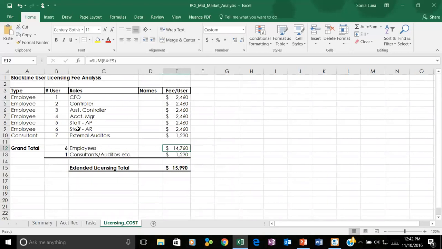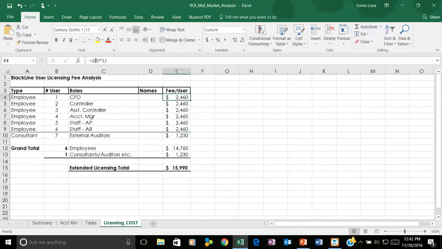Now, BlackLine does offer discount pricing for consultants, people that really just need view access only. But if you have consultants that actually need to play with it, they're a system admin role, that's a different ballgame. This ROI model assumes a big significant discount, like external auditors have view access only in this model. So please pay attention to that.